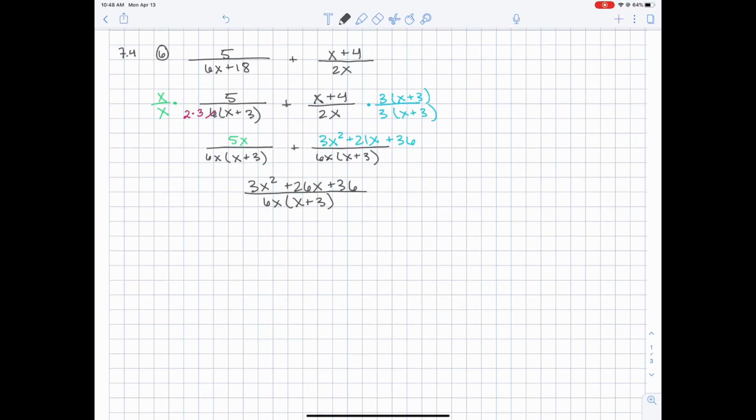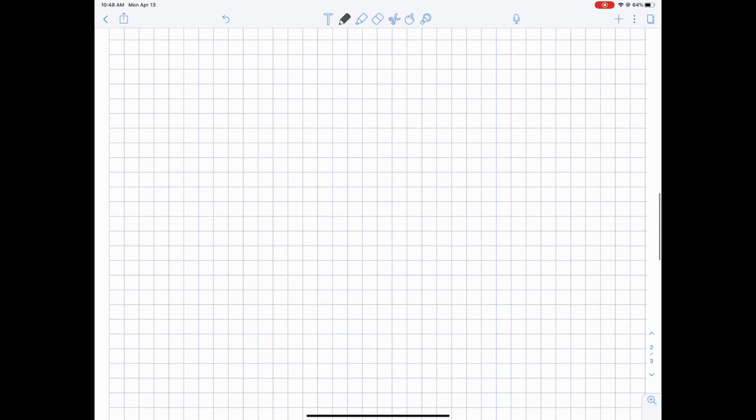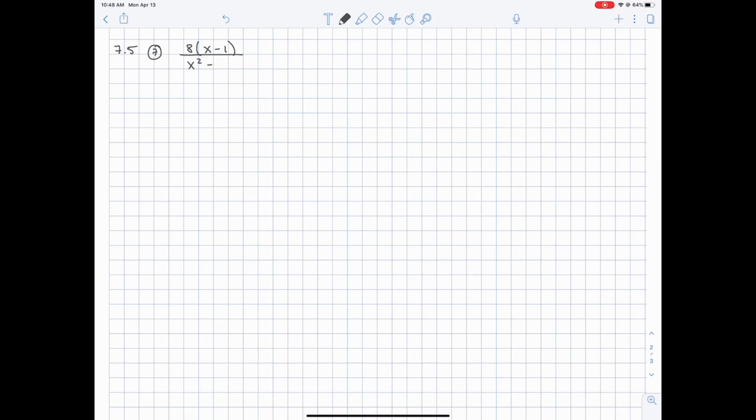Last section is 7.5. And we are on number 7. We got some solving. So we have 8 times x minus 1 over x squared minus 4. We're going to set that equal to 4 over x plus 2. And this one is set up for cross multiplication.